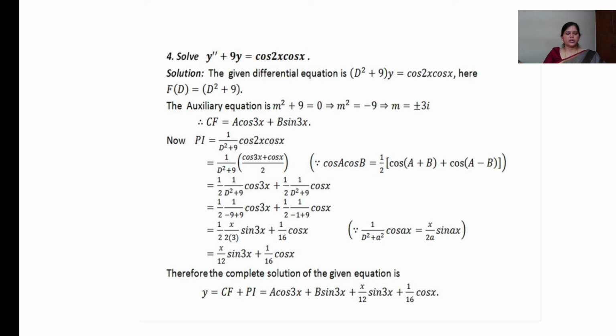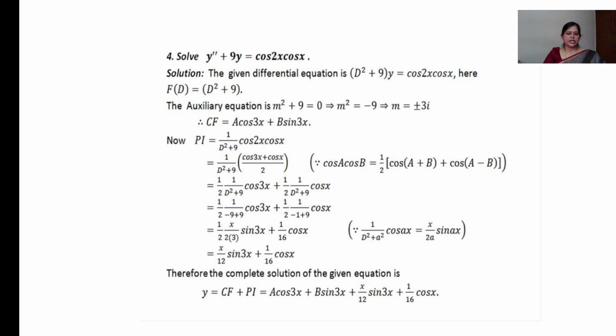Now we will move on to the second term. The second term is 1/2 into 1/(D² + 9) cos x. Here the D² replacement is −a², that is −1, so D² is −1. If you substitute in the denominator, we will get 1/16 into cos x. So the second term is very simple, 1/16 cos x. The first term we already got is x/12 sin 3x. So now the particular integral is x/12 sin 3x + 1/16 cos x.